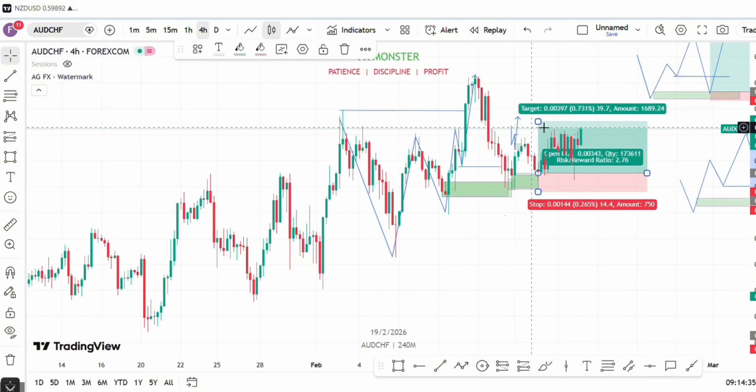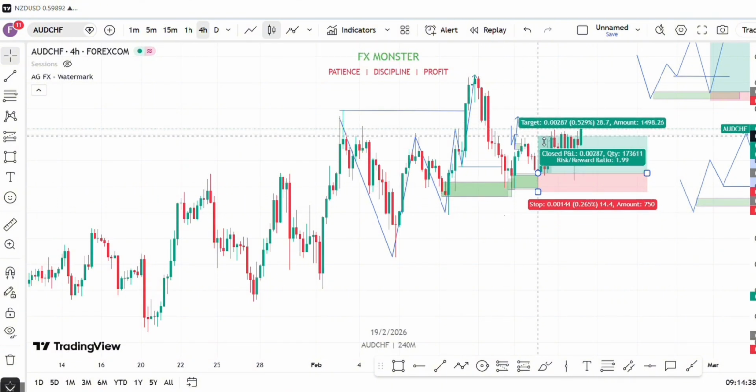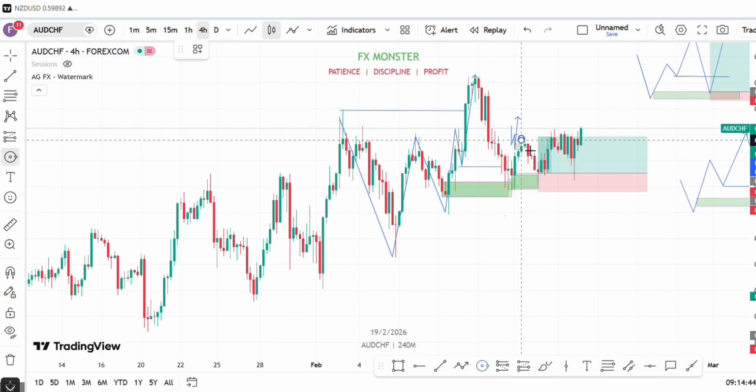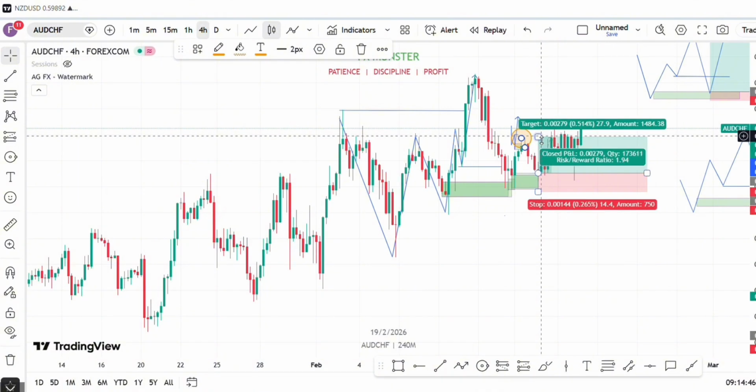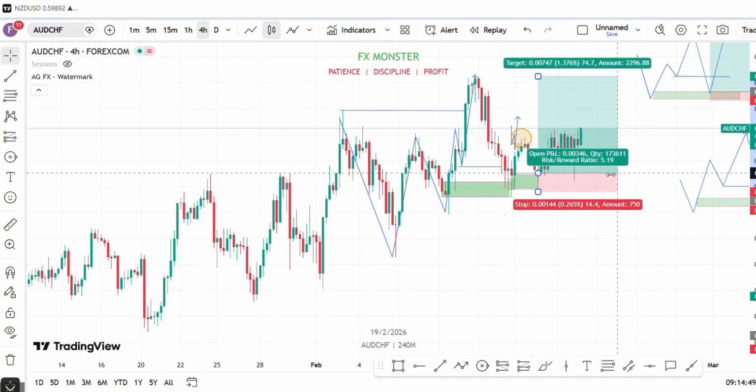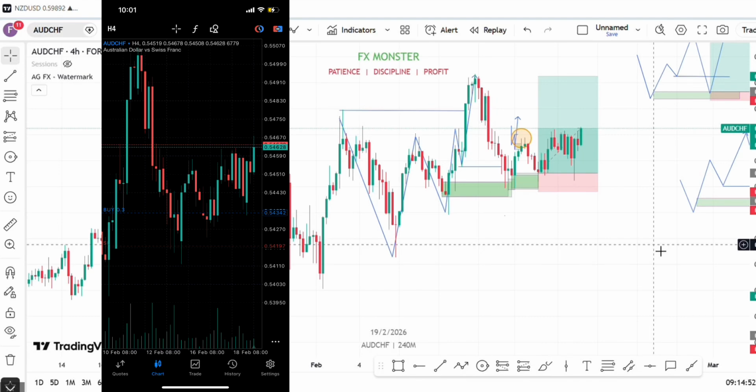setting TP1 at this last high that was formed at the market in this area, this last high here, and then our final TP at this swing high up here. And as you can see, this trade is running beautifully well.